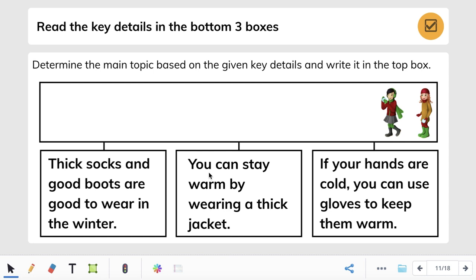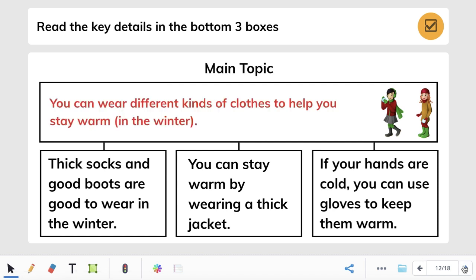Okay, my turn. You can stay warm by wearing a thick jacket. Your turn. You can stay warm by wearing a thick jacket. My turn. If your hands are cold, you can use gloves to keep them warm. Your turn. If your hands are cold, you can use gloves to keep them warm. Okay, so all 3 of these sentences are talking about clothes you can wear when you're cold. So think about what is that main topic?